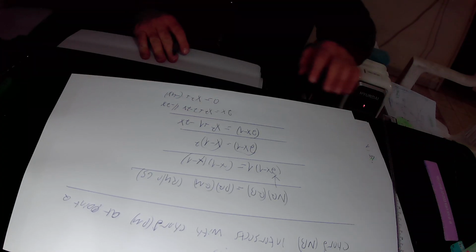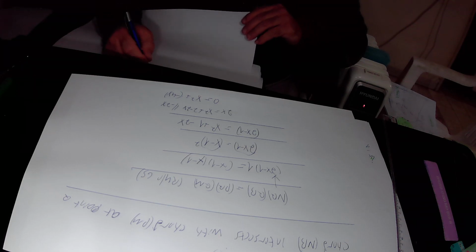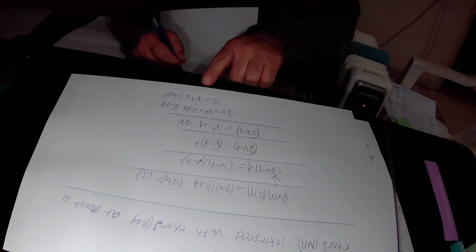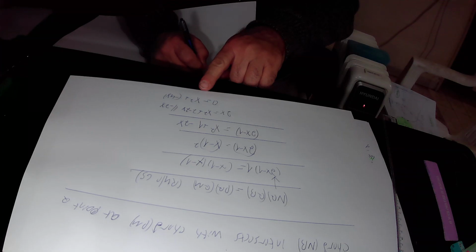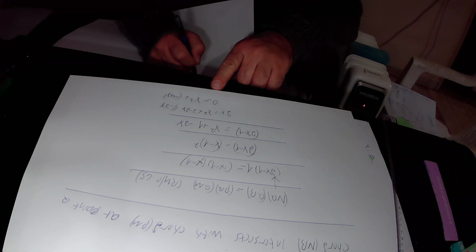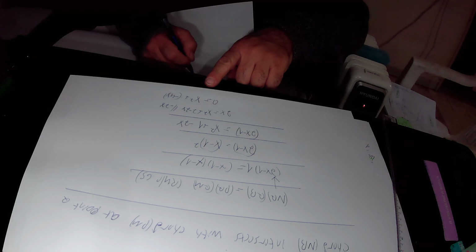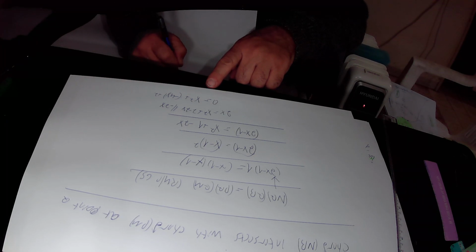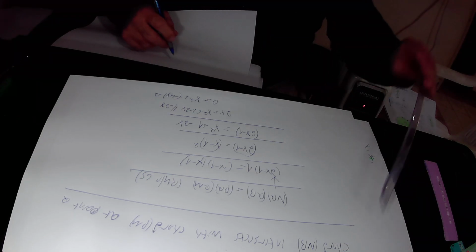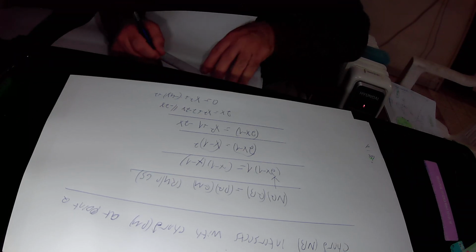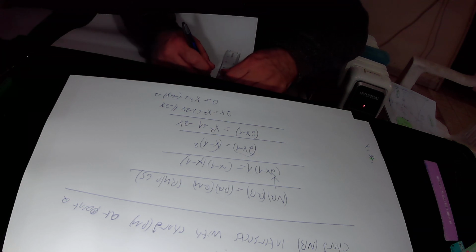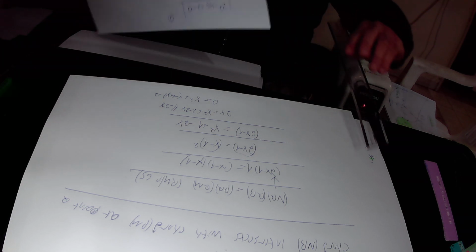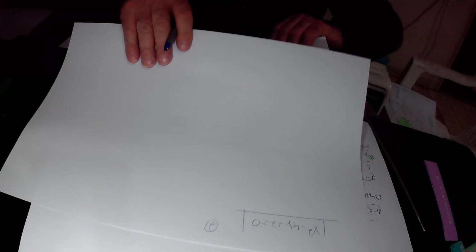So in total we found out that x squared minus 4x plus 2 equals 0.